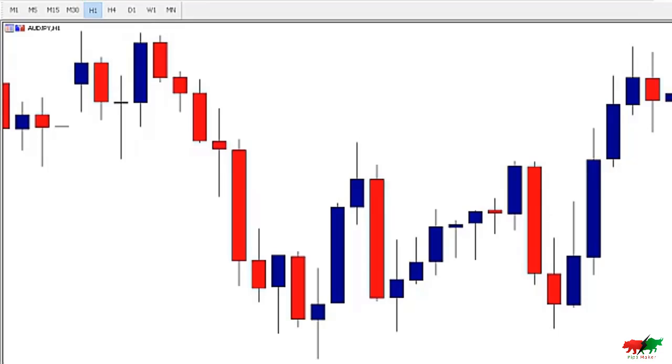So your job right now is to open your charts and try to find inside bars at the beginning of supply and demand zones, and then try to draw the zones correctly.